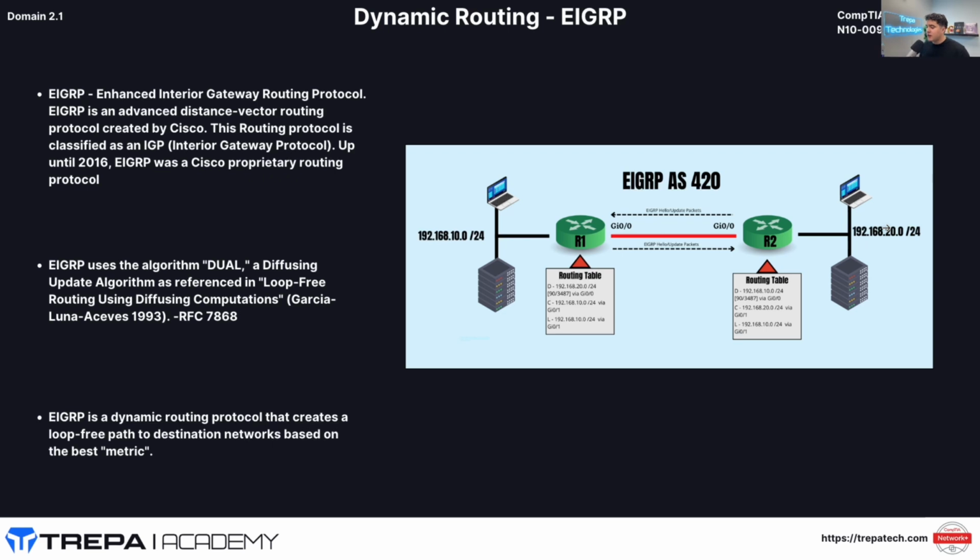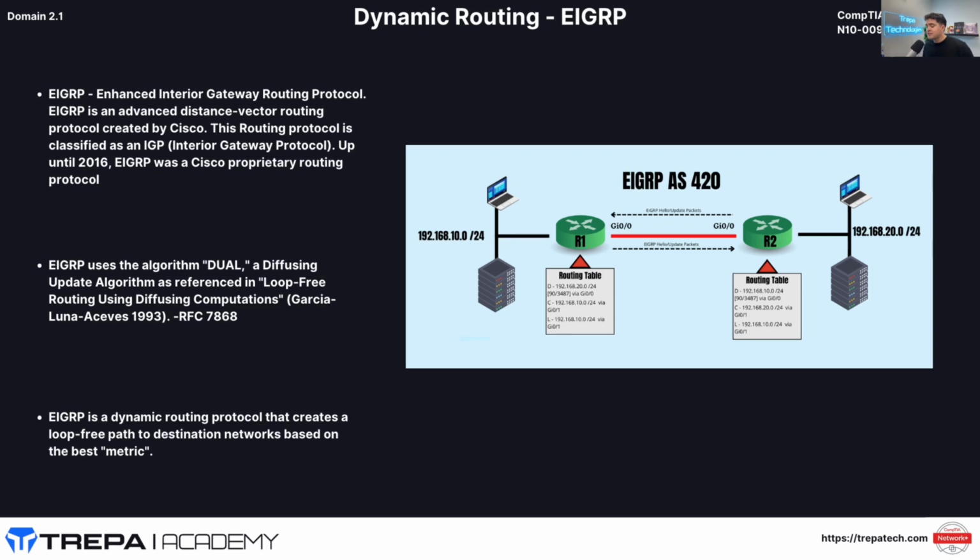The next dynamic routing protocol we're going to talk about is EIGRP, the Enhanced Interior Gateway Routing Protocol. Now notice, I am only going to go over the routing protocols that are on the exam objectives. So that's BGP, EIGRP, and OSPF. But there are others like RIP and IS-IS that we'll talk about in our next whiteboard session.